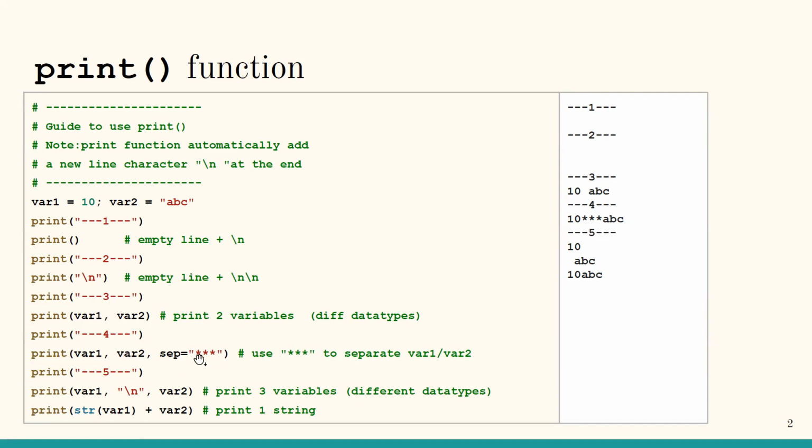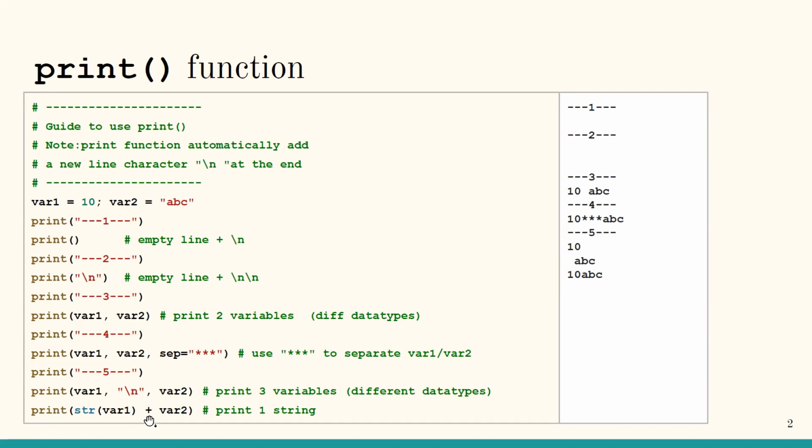For example, here I put 3 stars in here, so that's case 4. And for case 5, what is this? You are printing 3 variables. The first one is var1, which is 10. The second one is still a variable, a string variable with a new line character. So it skipped to the new line, and you still have a separator, so there is a space here, the space separator. And then variable 2. What is variable 2? It's a string, again, ABC. And what would be the last one?